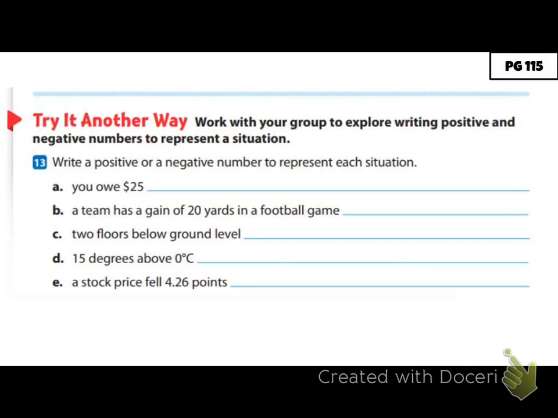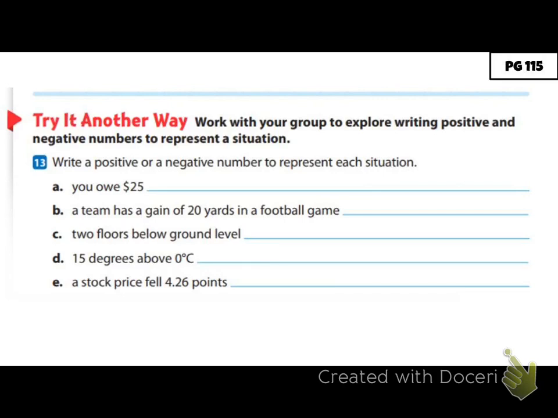Alright, so let's try it another way. We're going to do writing positive and negative numbers to represent situations. So, when you're talking about owing someone or below level or decreasing, those are all going to be negative numbers. If it's talking about going down, it's negative. If you are gaining or you are above or you are increasing or putting a credit to an account, all of those would be positives.